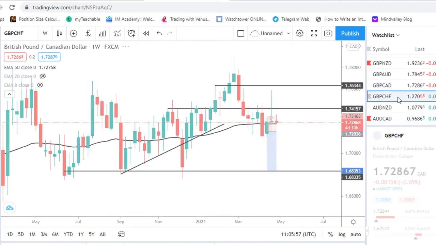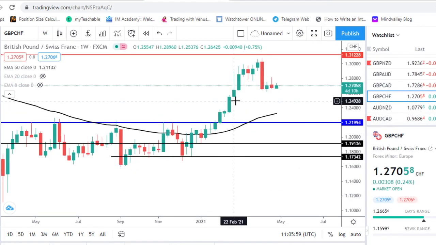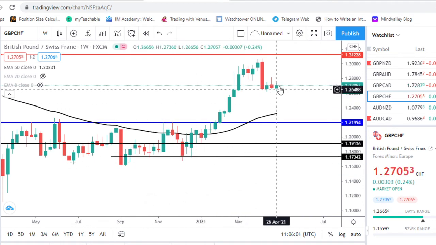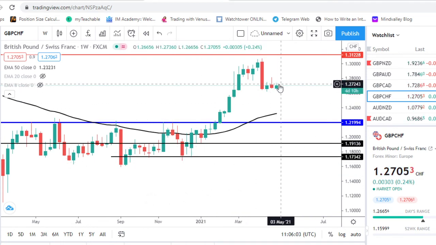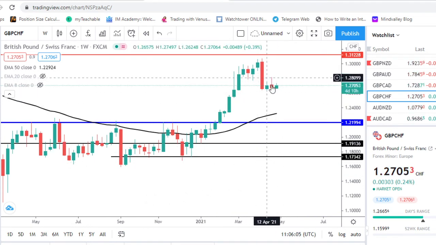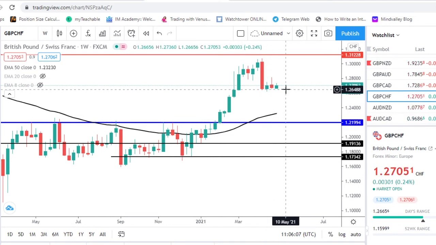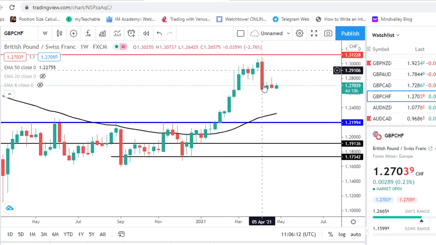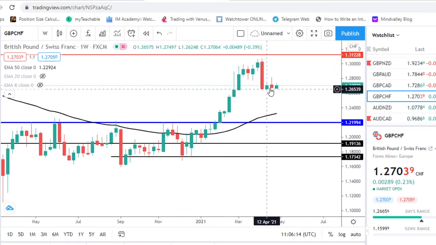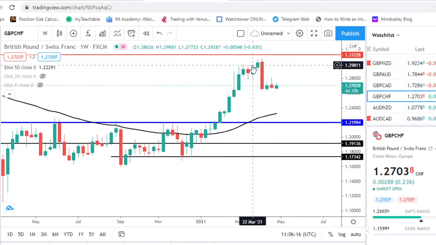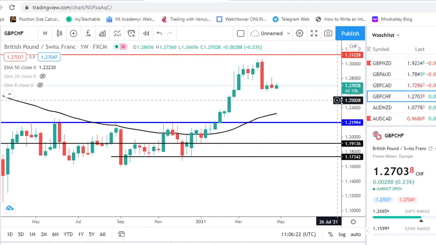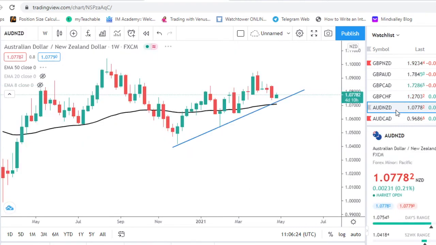And then we have GBP CHF. Sorry, this one has been consolidating for the last 2 weeks or thereabout. But we had a big engulfing candle, like 3 weeks ago. So bearish neutral, because it's been consolidating. It may remain neutral, but it must also go bearish.